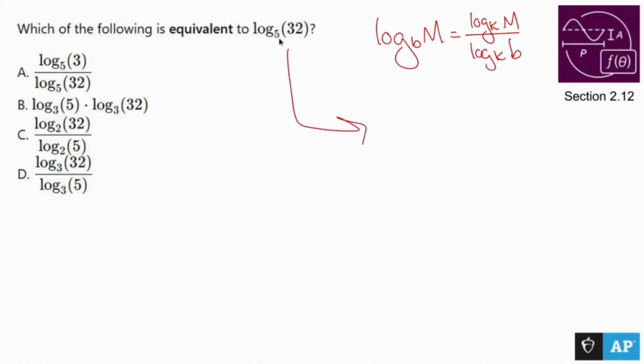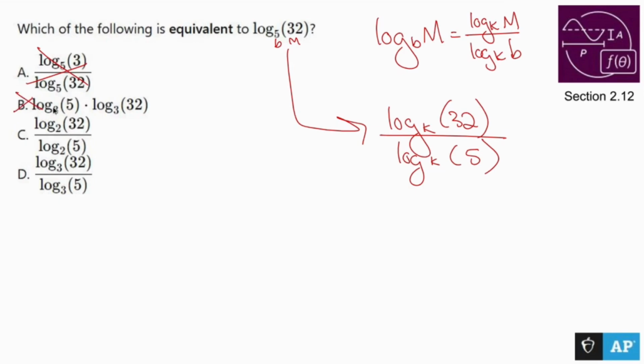So rewriting it like that, 5 would be my b and 32 would be my m. And so this becomes log base, whatever I choose, of 32 over log of the same exact base of 5. So, for example, I have log base 2 of 32 over log base 2 of 5.